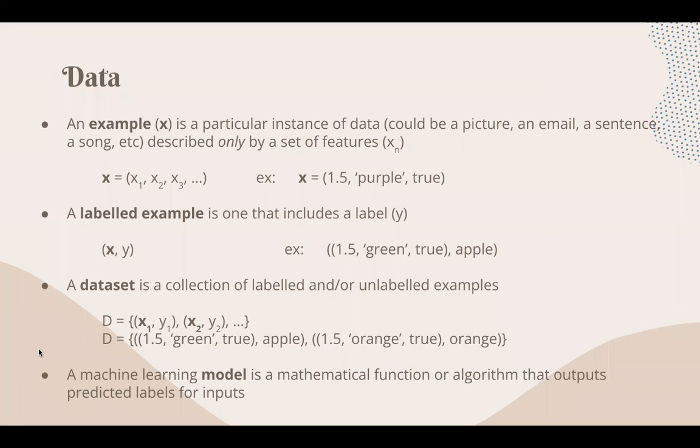A data set is a collection of labeled and/or unlabeled examples. For example, if you have the grape and the apple and you put them together, they form a data set. A machine learning model is then a mathematical function or algorithm that outputs the predicted labels for the inputs. For example, you have your apple and your grape, and the machine learning model is made to predict, is that an apple or is that a grape?